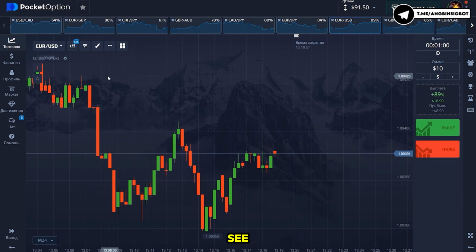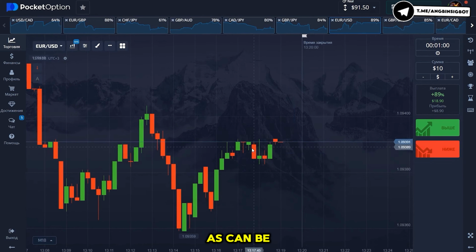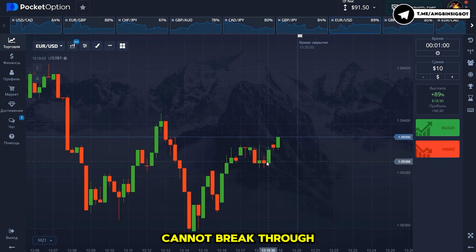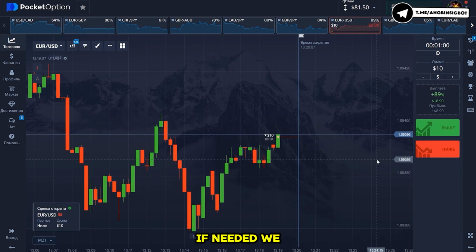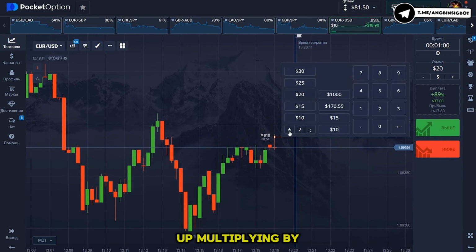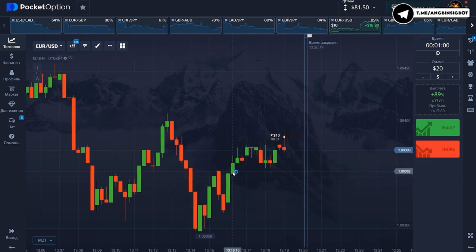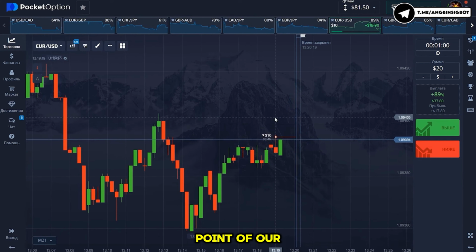As we can see, each price peak is getting lower and lower, and the price, as can be clearly seen, cannot break through our local level, so I suggest entering right now. If needed, we can take a catch-up at a good point. I will immediately prepare a catch-up, multiplying by 2. If needed, we will take the catch-up at the upper point of our level.